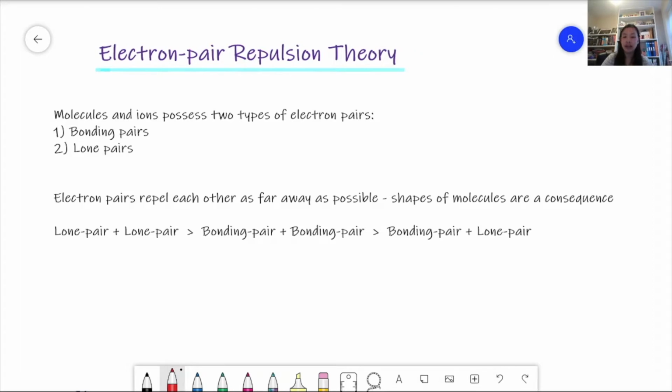So they're just there. And because the electron pairs repel each other, the shapes of molecules are a consequence. So it depends on how many bonding pairs they have, how many lone pairs they have. And one thing that's very important is that lone pairs repel a lot more than bonding pairs. So the greatest repulsion comes from lone pair, and then second would be bonding pair.